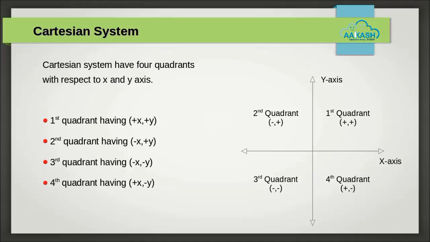The first quadrant is the one where both x and y are positive. Second quadrant has negative x and positive y. Third quadrant has both negative coordinates. Fourth quadrant has positive x and negative y coordinates.